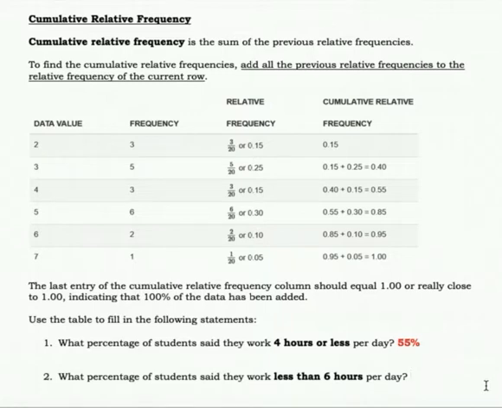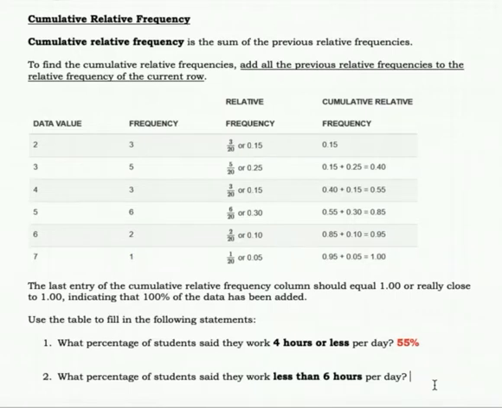The second question asks, what percentage of students said they work less than 6 hours per day? If I'm focusing on less than 6, I know that includes 5, 4, 3, 2. So I look at the cumulative relative frequency associated with the data value of 5 because I know that that amount includes 5, 4, 3, and 2. In the table, I see that's 0.85, meaning 85%, meaning 85% of students said they work less than 6 hours per day.